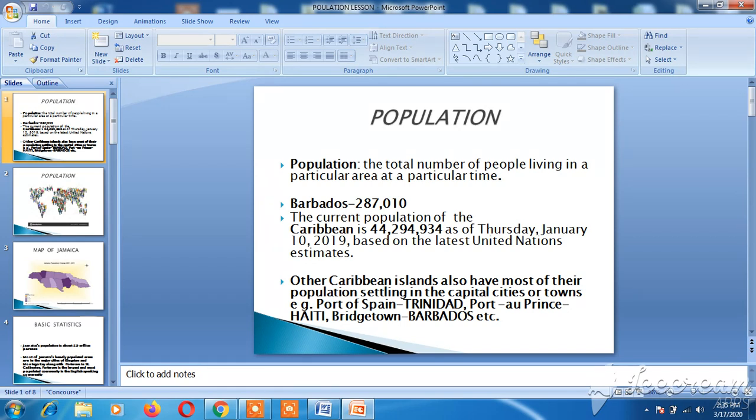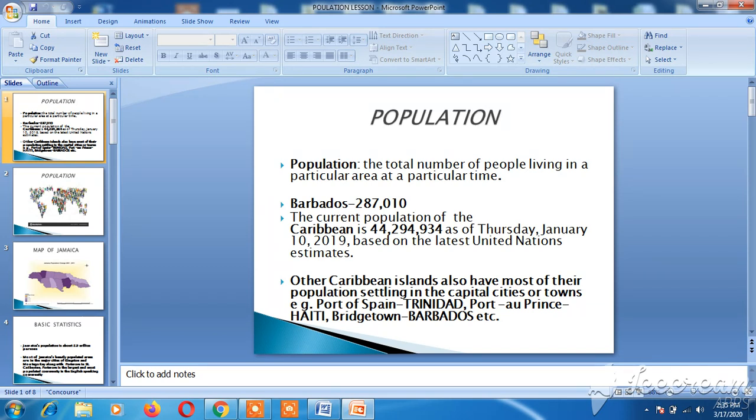on the screen. And this information was effective from about Thursday, January 10th, 2019. So as of today, this population might increase somewhat despite the onset of the coronavirus.